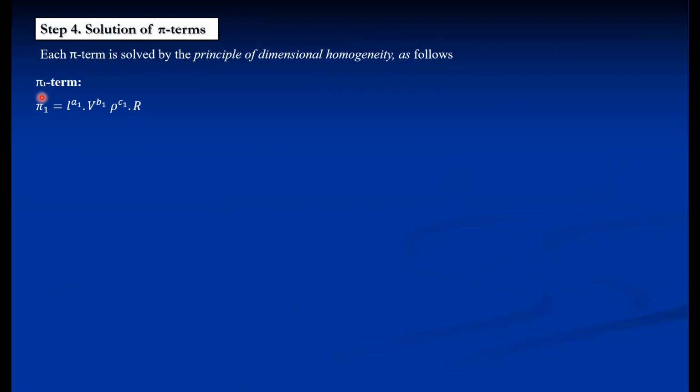Now we write the expressions in terms of dimensions. So we write the dimensions of each term. Pi 1 dimensions: M raised to 0, L raised to 0, T raised to 0. L dimension, that is length, is L raised to A1. Dimension of velocity, L T raised to -1, raised to B1. Dimension of density is M L raised to -3, that is kg per cubic meter. So you can write these dimensions on the basis of units. You can construct the dimension right there if you know the unit. R is force, so write the dimension of force, that is M L T raised to -2.